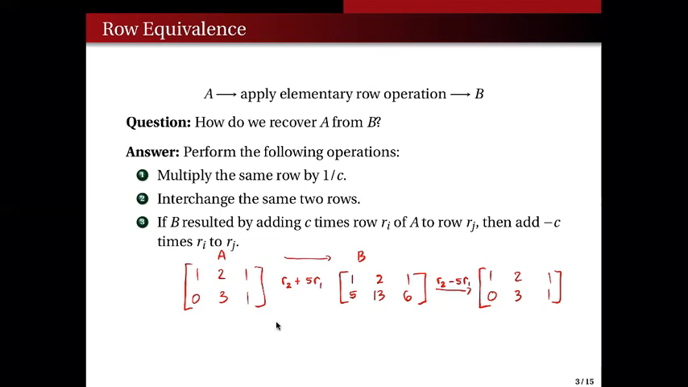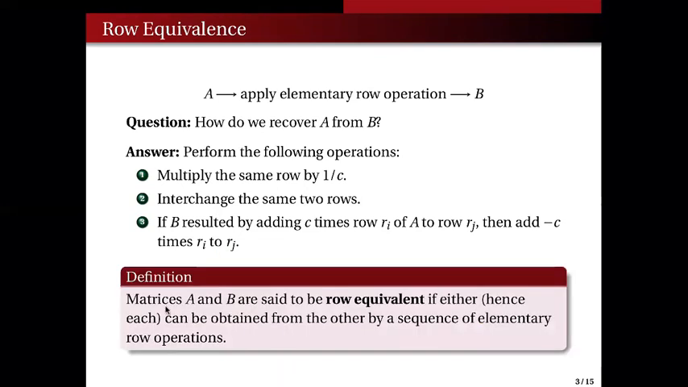So take note, from A to B, we just applied a single row operation. And of course, from B to A again, we apply a single row operation. Okay? So we define the following. Matrices A and B are said to be row equivalent if either one can be obtained from the other by a sequence of elementary row operations.